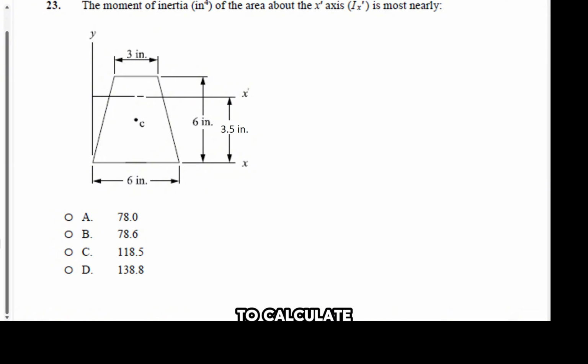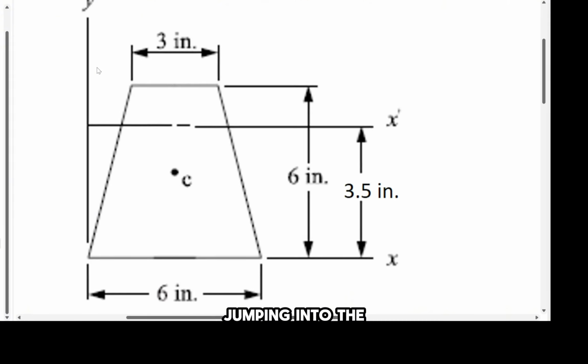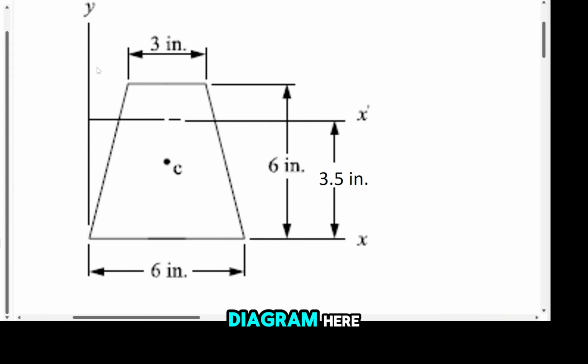Ever wonder how to calculate the moment of inertia of a trapezoid about a tilted axis? Sounds complicated, isn't it? Wrong. I'm going to break it down into three super simple formulas and you can crush it on the FE examination. Let's go. Before jumping into the formulas, look at this diagram here.